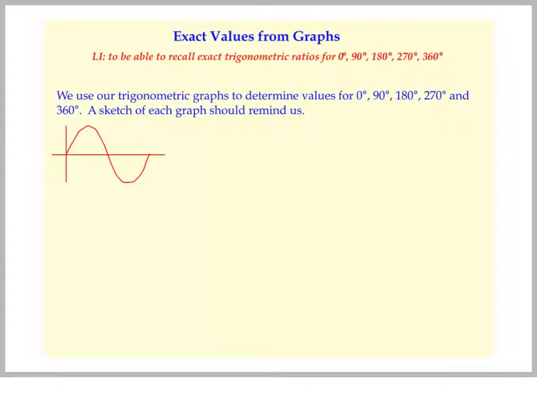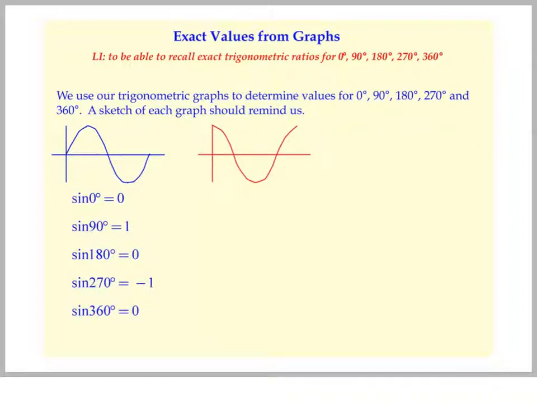So for a sine graph, the 5 values we've got are sine 0 is 0, sine 90 is 1 at the very top, sine 180 we come back to the middle, sine 270 is at the bottom, sine 360 is back to the start. Similarly with the cosine graph, here are 5 values. Remember, cos starts at the top, goes right down to the bottom halfway through for 180, and then back up to the top at 360. The height is equal to 1.